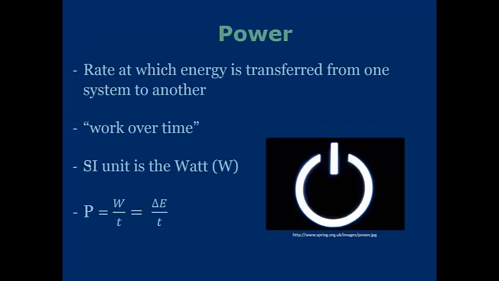Power is the rate at which energy is transferred from one system to another. It's, put simply, work over time. Now, why would we want to know work over time? Well, keep in mind, work is not just another form of energy. Work is a process, and power is a way to measure this process over a given duration. The SI unit for power is the watt, and the equation is listed below. Power is simply work over time, or the change in energy over time.